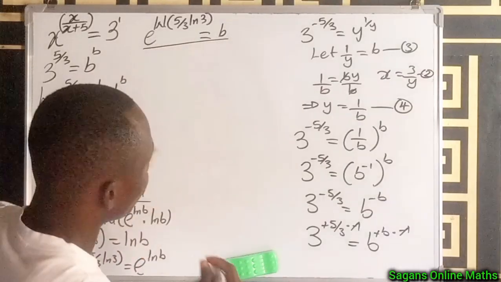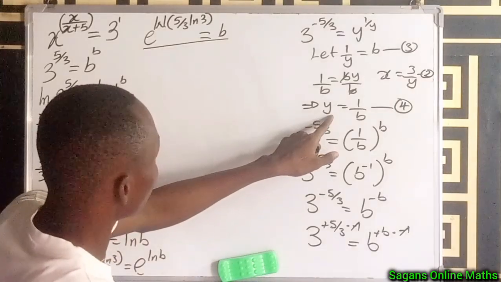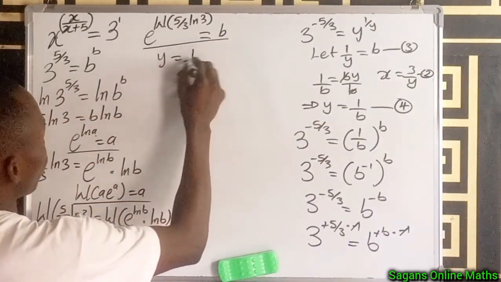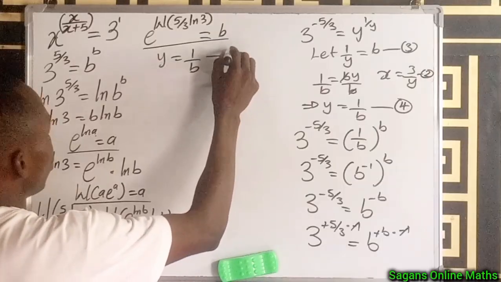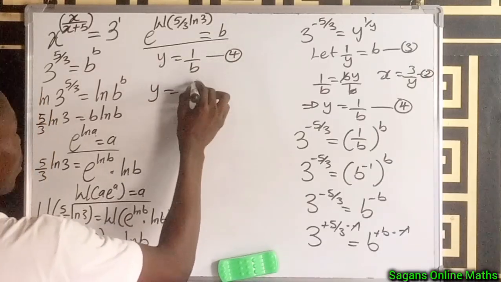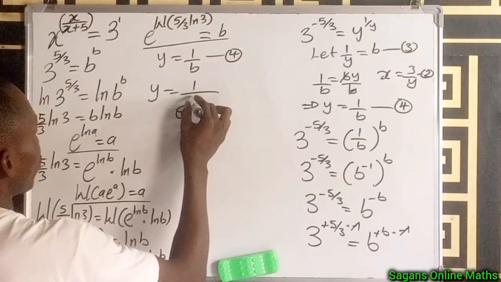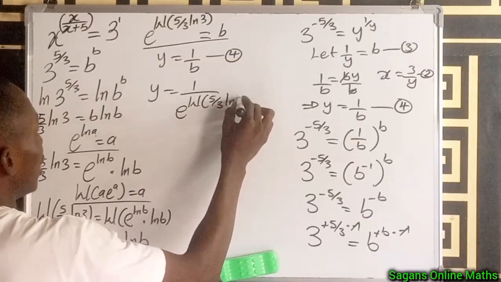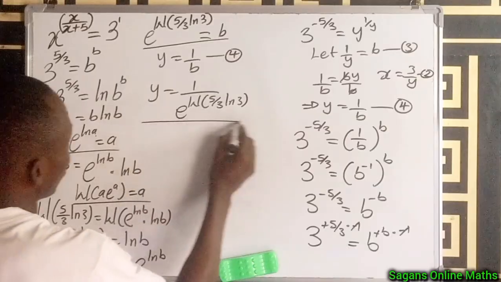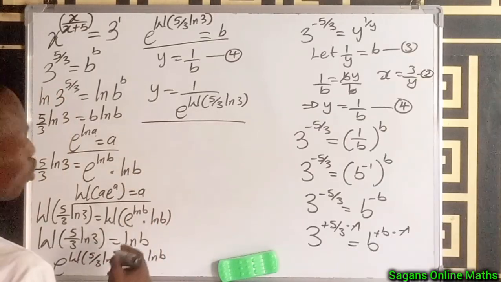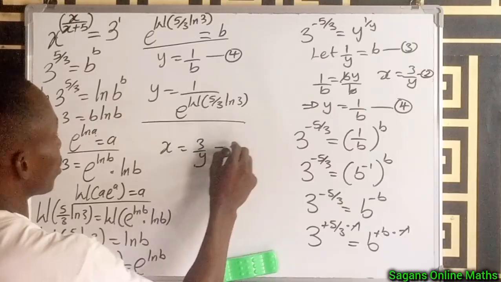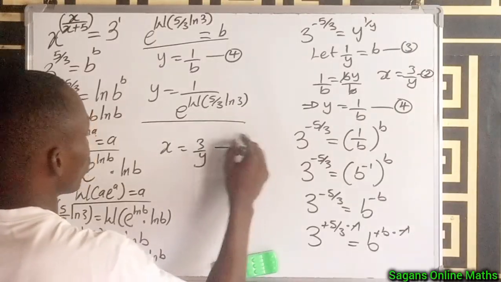Let's go to equation 3. Let's find y, because if we find y, we can know x. We know from equation 4 that y is equal to 1 over b. So it means that our y will be equal to 1 divided by e raised to the power of the derivative function of 5 divided by 3, ln 3. This is our y. And we know from equation 2 that our x is equal to 3 divided by y. So from here we can find our x.